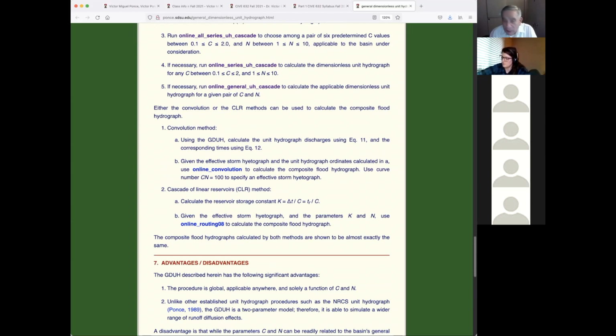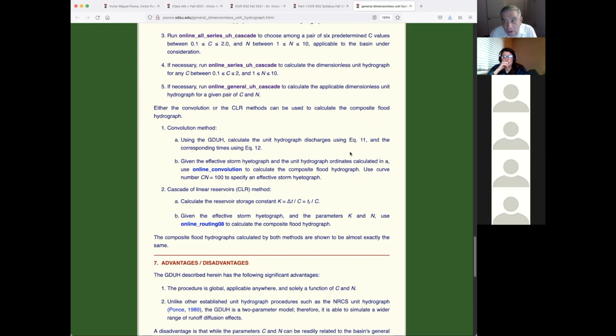So we here recommend, actually, you could do it both ways. You could use the convolution or the cascade. And lo and behold, like I said, the composite flow hydrographs calculated by both methods, as long as they're tied through the curve number in the end, are almost exactly the same. That was a discovery at the time.